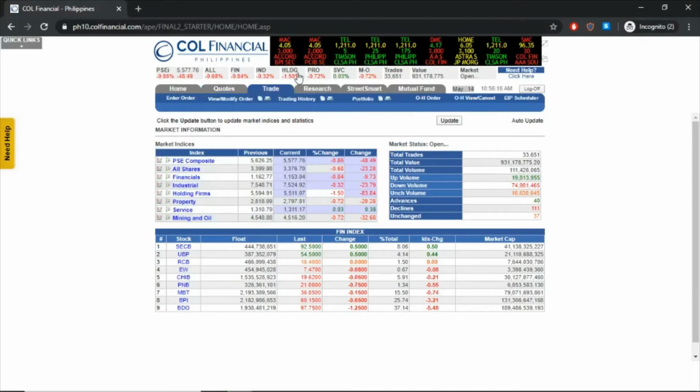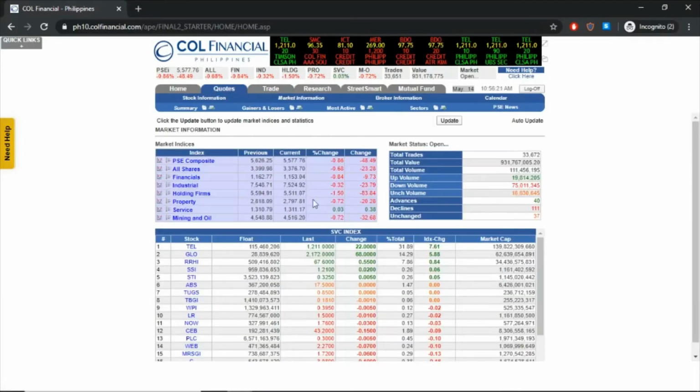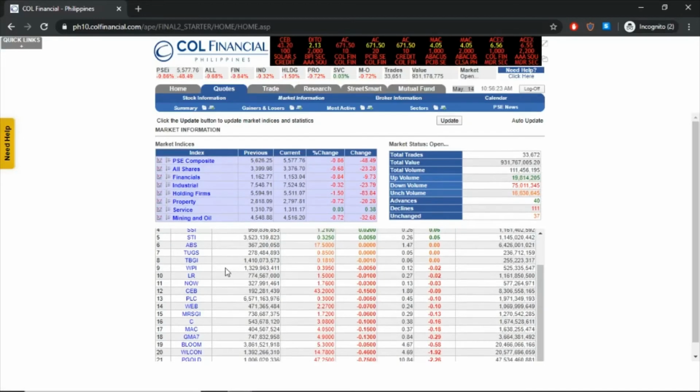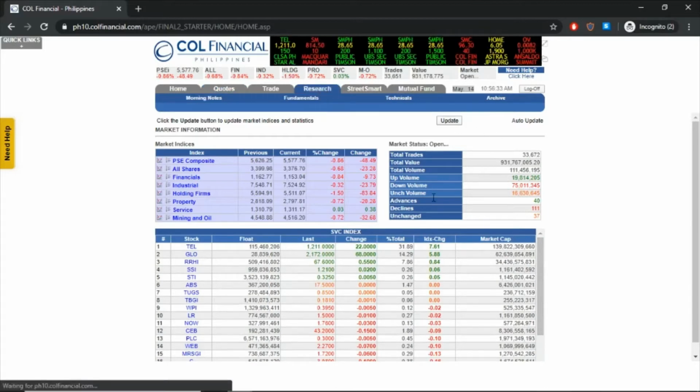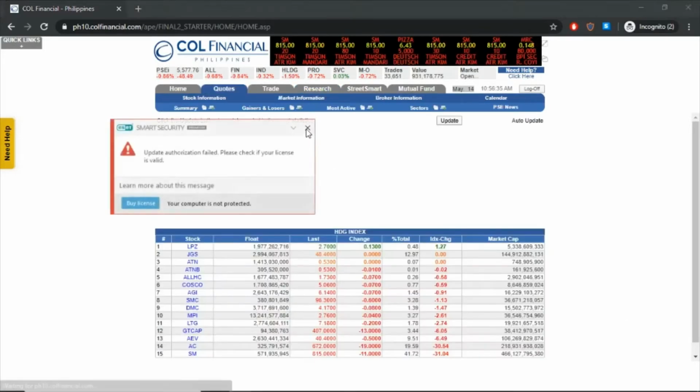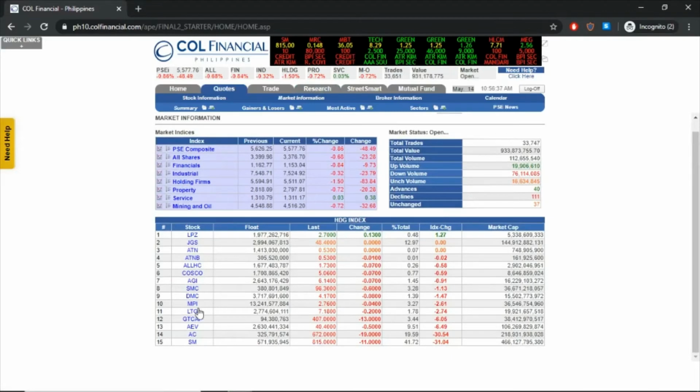And if I click on services, let's look at services here. You would see the stock list here also. We have here GMA7, Web, WPI, TBGI, ABS. If I go to holdings here, you would see the LTG, SM. We also have here the properties.